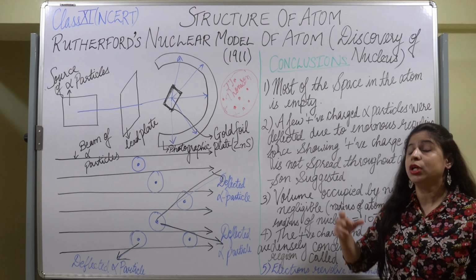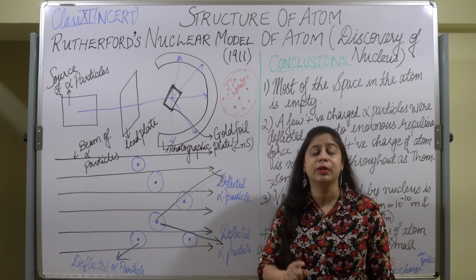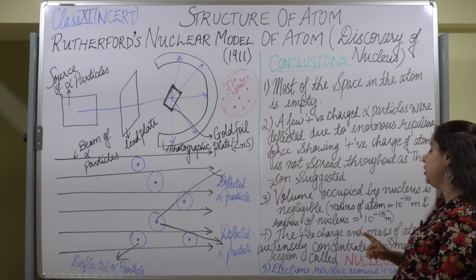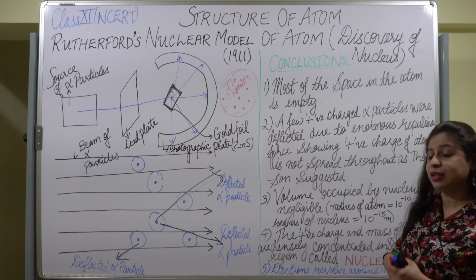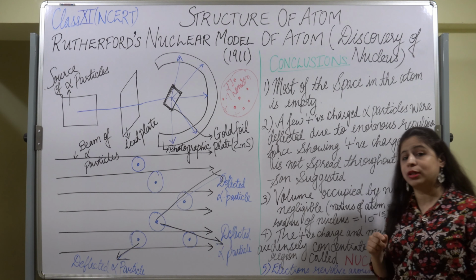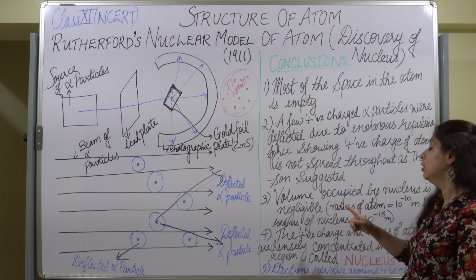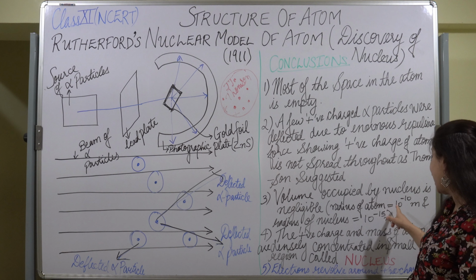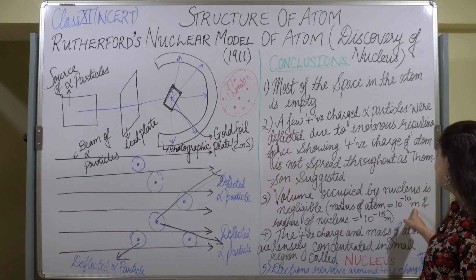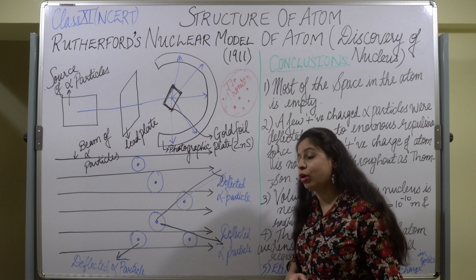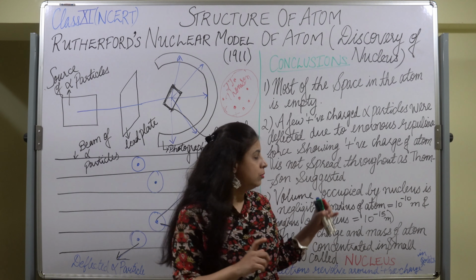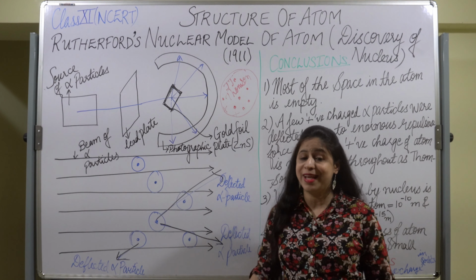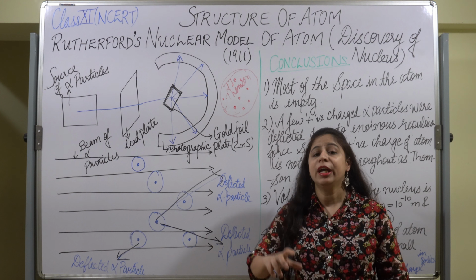So he concluded that there must be a nucleus in the atom. When he made the calculations, he found that the nucleus has a radius of 10 power minus 15 meter, although the radius of the atom came out to be 10 power minus 10 meter. So the radius of the nucleus is very much smaller than that of the atom, and the volume occupied by the nucleus is very much negligible, but it is very dense.